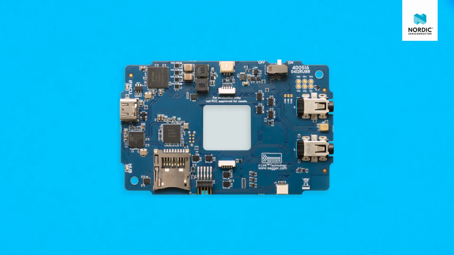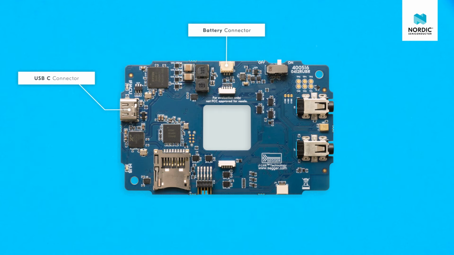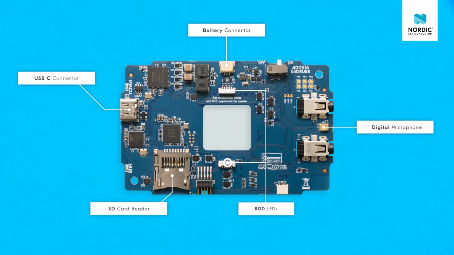If we now look at the backside of the board, we see the battery connector. This is a USB-C connector and can be used for powering the board or programming and debugging. We've included a digital microphone that is located right here. This is an SD card holder if you need extra memory. And here we have RGB LEDs to light up the logo at the middle of the board in the colors of your choice.